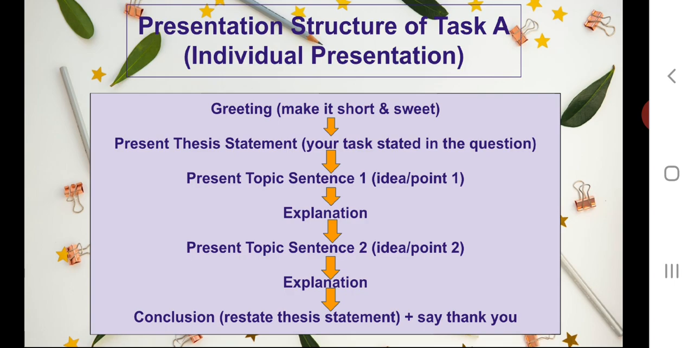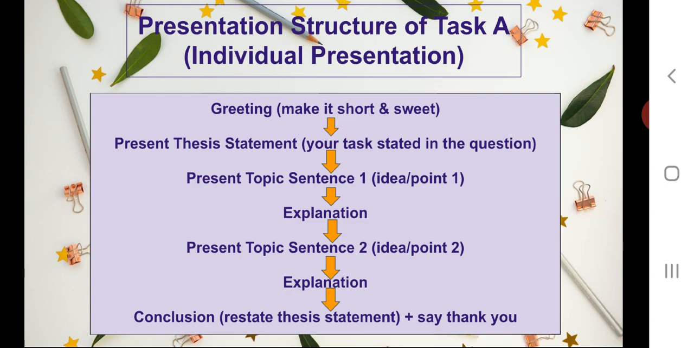Okay? All right. Now you begin your presentation of task A with a greeting. Make it short and sweet. Now, what do you mean by that? You have got to remember that 2 minutes is very short, so it is unnecessary for you to waste that 2 minutes with lengthy greetings. Okay, just make it short. For example, you can simply say good morning everyone, and then you proceed with your presentation, your points. Or you can say assalamualaikum and good morning everyone. That's it, just that. Then next, you present your thesis statement.